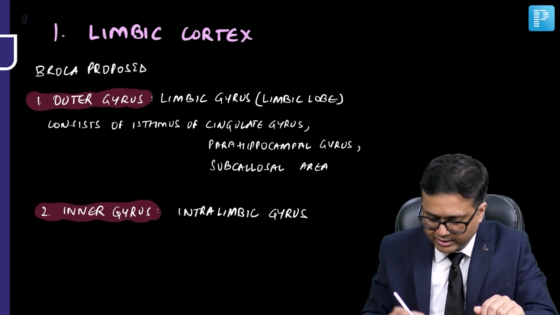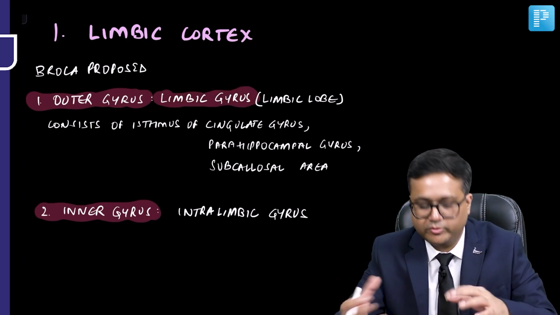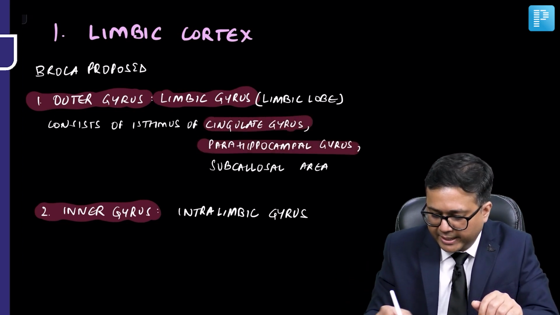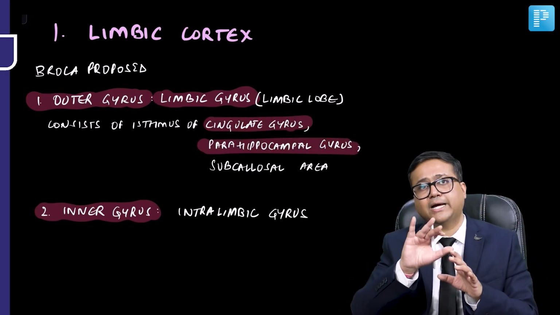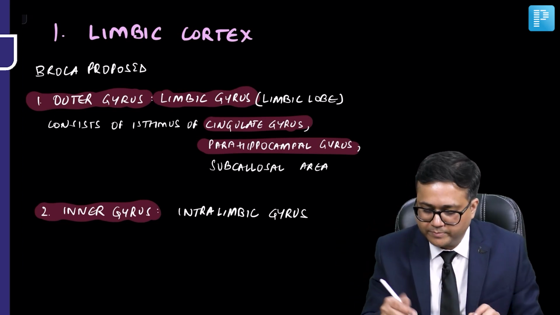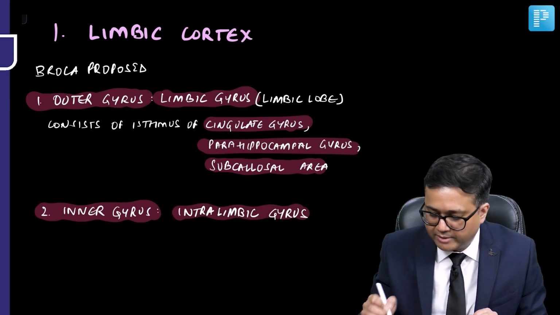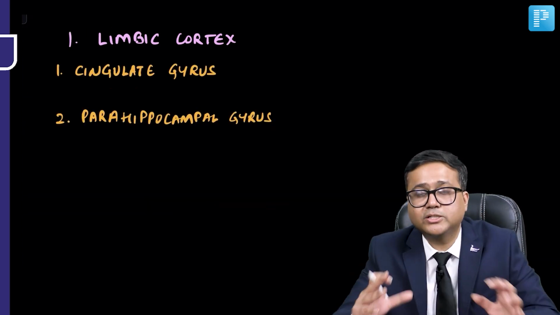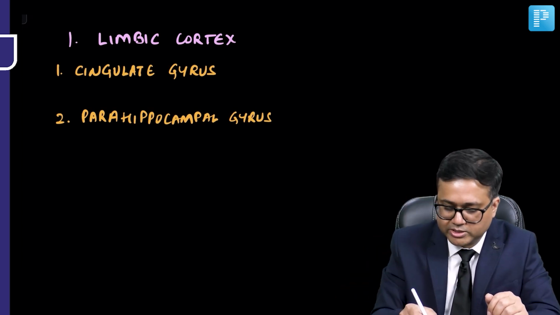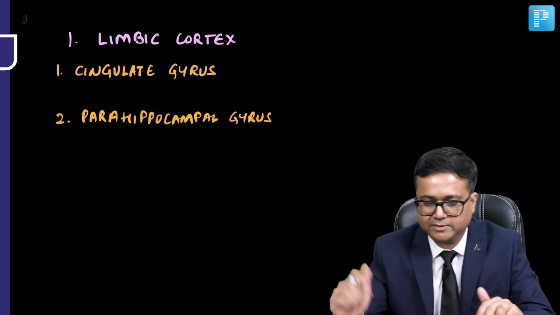This outer gyri is known as the limbic gyri or the limbic lobe, and consists of the isthmus of the cingulate gyrus and the parahippocampal gyrus. The cingulate gyrus and parahippocampal gyrus are connected by the cingulum and also the subcallosal area. And then there are the intralimbic gyri. There are 2 important structures which one should remember: the cingulate gyrus and the parahippocampal gyrus.